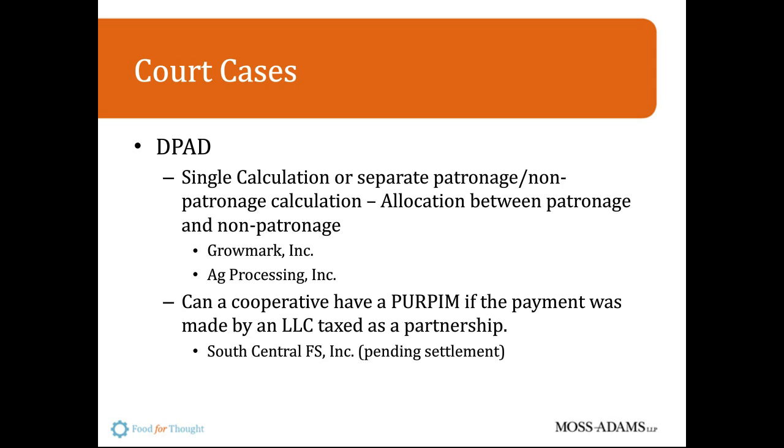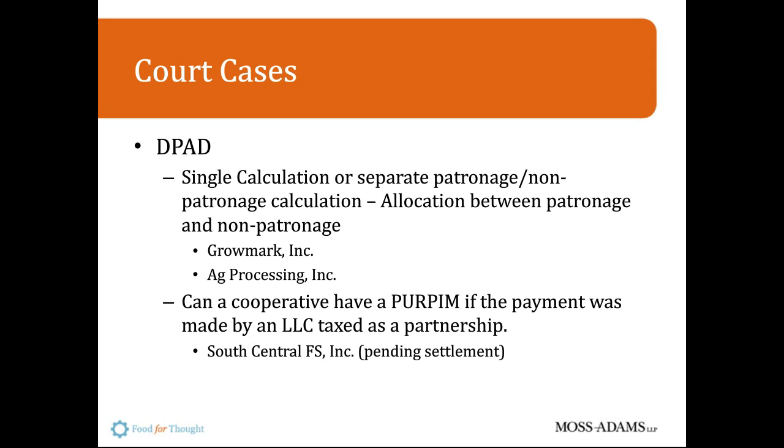And the facts there were that South Central and some other cooperatives got together and contributed their grain assets to a grain marketing LLC. That LLC was set up to buy grain directly from the farmer members of the various different co-ops, as well as non-members, and then store, handle, and market that grain to other third parties that were the grain buyers.